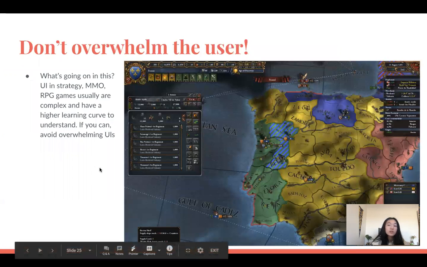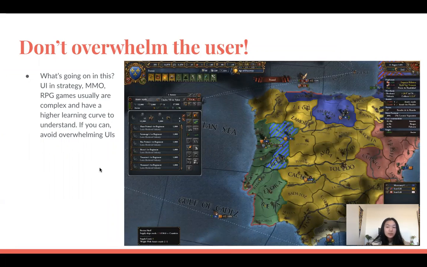And moving on, we don't want to overwhelm the user. This is kind of tied with the first one, where, for example, in this screenshot from Europa Universalis 4, it's a little bit hard to figure out what's going on because the UI is a little bit overwhelming. There's so many different things to look at. You're not exactly sure where to look. And, for me, when I see this, I'm like, what's going on? And something that we noticed in UI in strategy, MMO, and RPG games is that they're usually more complex and they have a higher learning curve to understand. So if you can, in your games, then please try to avoid overwhelming UIs so that you can streamline your gameplay experience and make it more accessible to everyone.